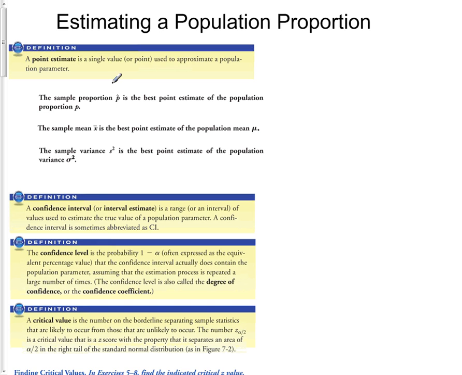Now we'll talk about estimation. Estimating a population proportion is the first thing we're going to do, but let me generalize that. What we have is we'll be looking at a population of things, a population. And this population is going to have certain parameters.